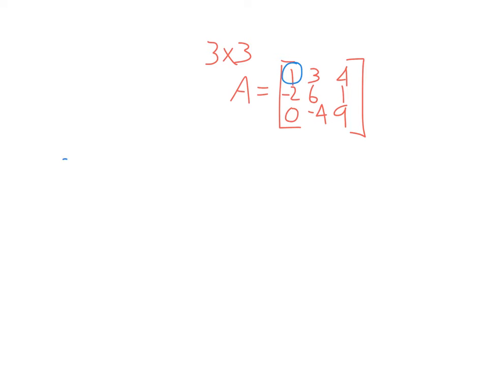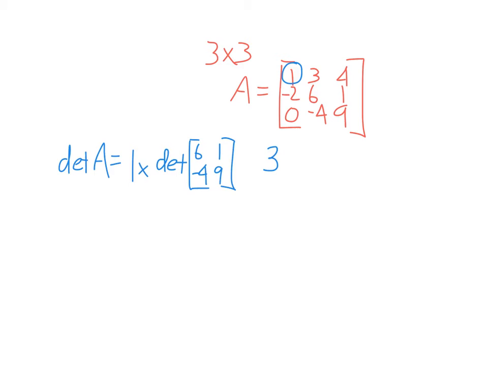So the determinant of A will be 1 times the determinant of the elements that were left, which was 6, 1, minus 4, and 9, okay? Then we do the second one, so the second element was 3. If we cross out all the elements in the same row and column, we're left with this matrix: minus 2, 1, 0, 9. And then finally, we do the same for the last element, which is 4.